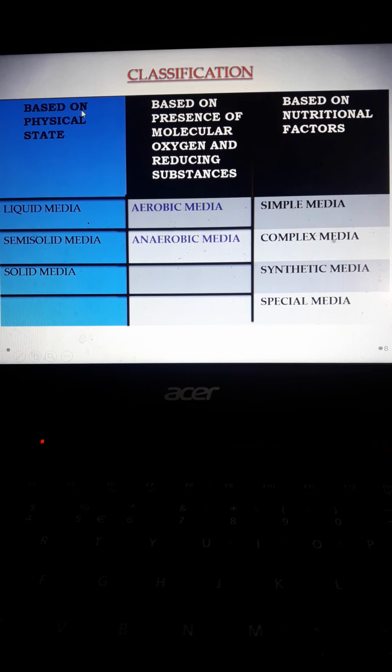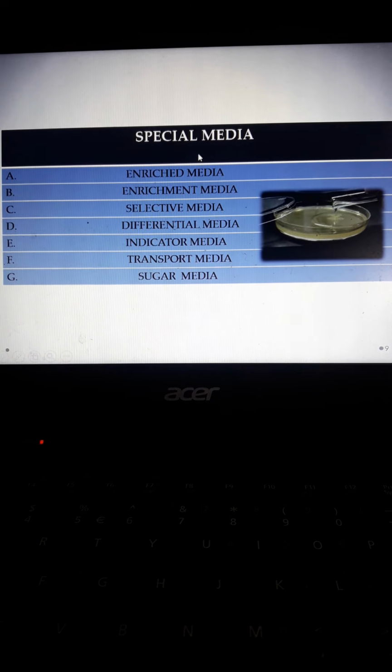Next, classification based on physical state. We have liquid media, semi-solid media, and solid media. Based on the presence of oxygen and reducing substance, we have aerobic and anaerobic. Mga aerobic, may oxygen. Yung anaerobic, walang oxygen. Based on nutritional factors: simple, complex, synthetic, and special media. Ano yung mga special media? We have enriched media, enrichment media, selective, differential, indicator, transport, and sugar.